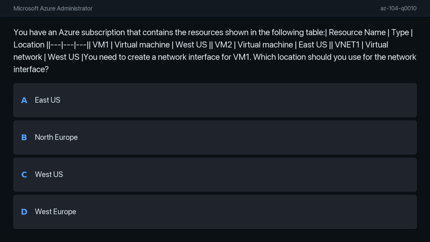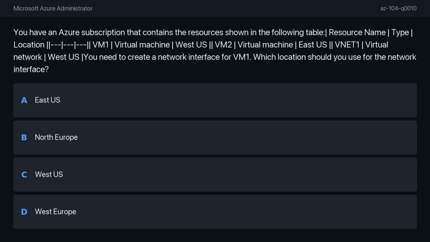You have an Azure subscription that contains the resources shown in the following table. The table shows three columns: resource name, type, and location. Row 1, VM1, virtual machine, West US. Row 2, VM2, virtual machine, East US. Row 3, VNet1, virtual network, West US.